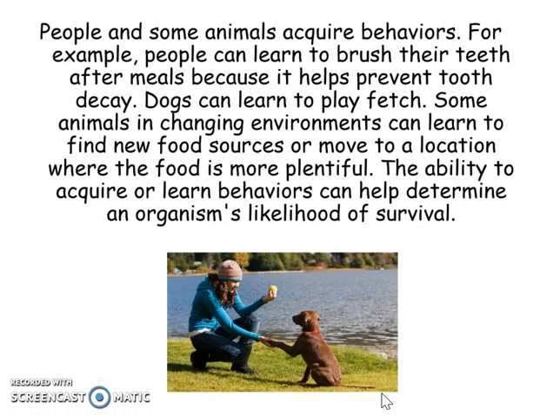People and some animals acquire behaviors. For example, people can learn to brush their teeth after meals because it helps prevent tooth decay. Dogs can learn to play fetch. Some animals in changing environments can learn to find new food sources or move to a new location where the food is more plentiful. The ability to acquire or learn behaviors can help determine an organism's likelihood to survive.